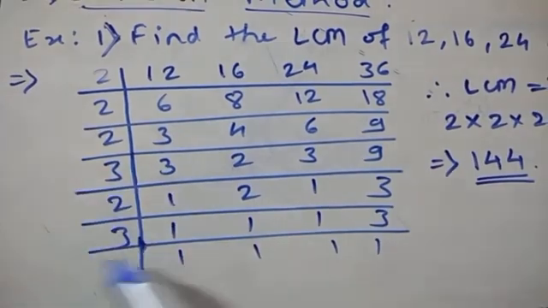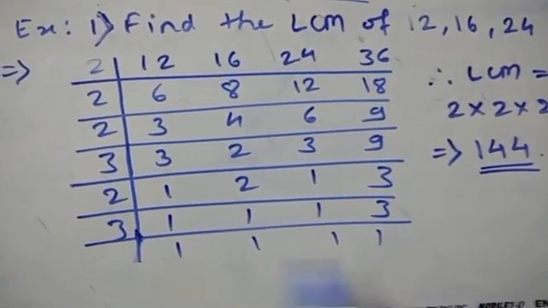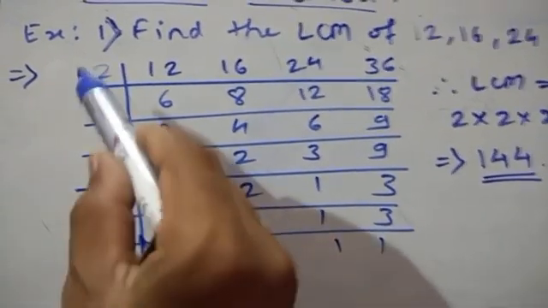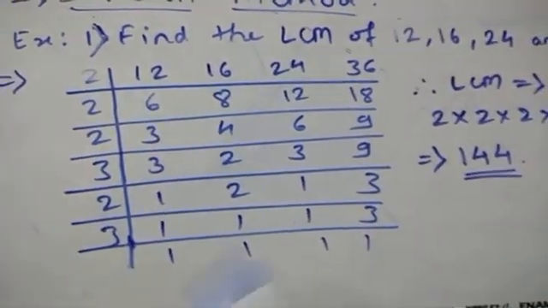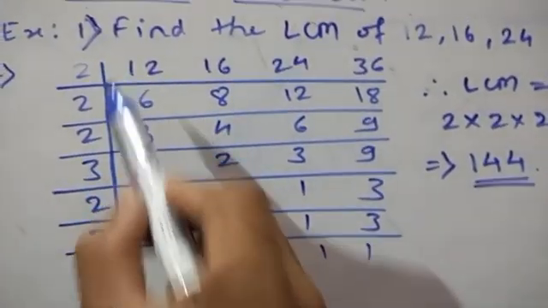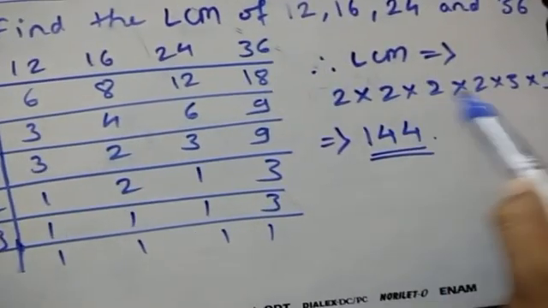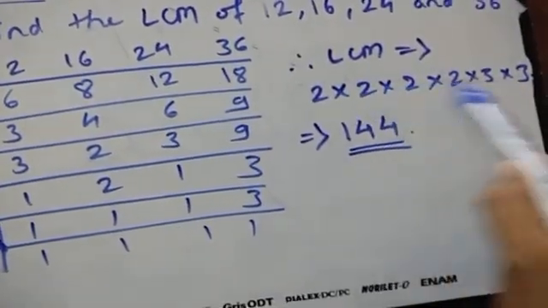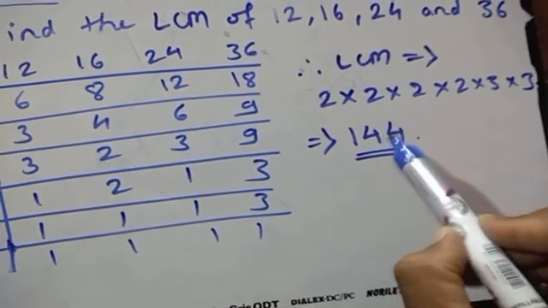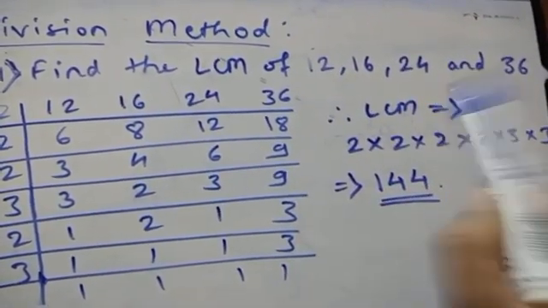So these many prime factors we got, and finally we got 1 everywhere. When we get 1 everywhere, stop here and take all these numbers and multiply them to get the LCM. So LCM is equal to, how many times 2 do we have? 1, 2, 3, 4, and 2 times 3. 4 times 2 and 2 times 3. Multiply those numbers, you will get the LCM. Therefore 144 is the LCM of 12, 16, 24 and 36.